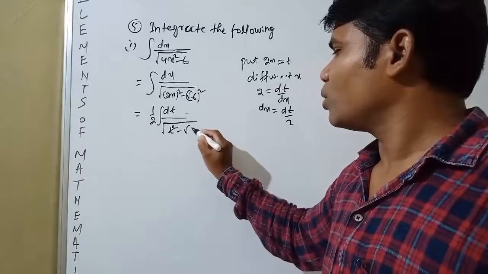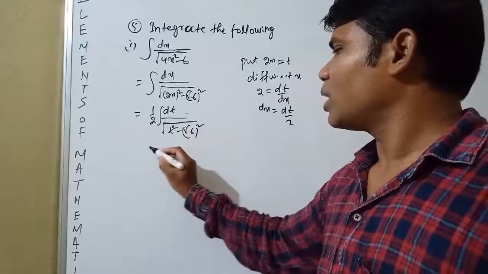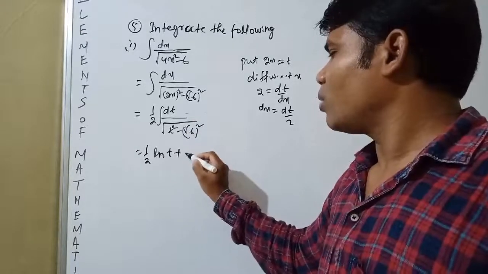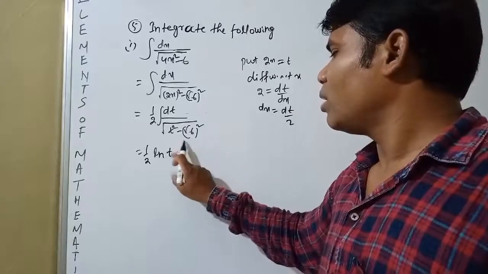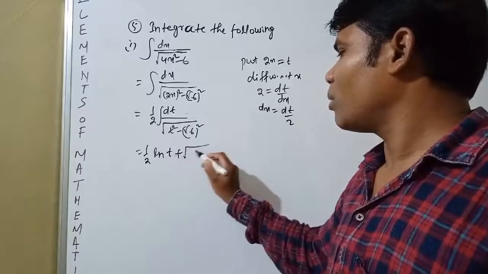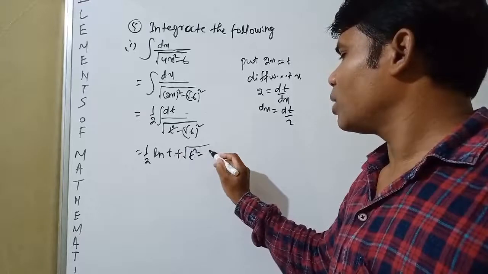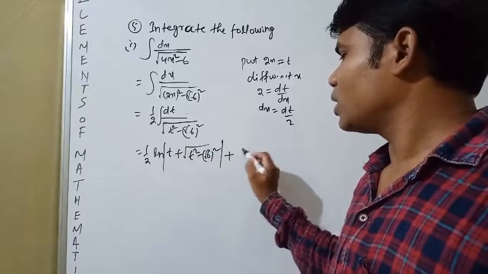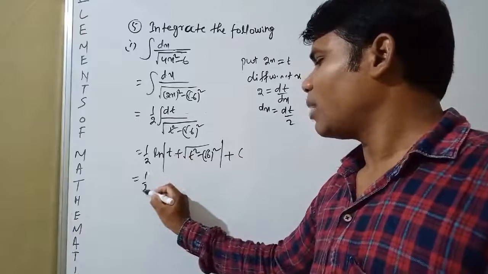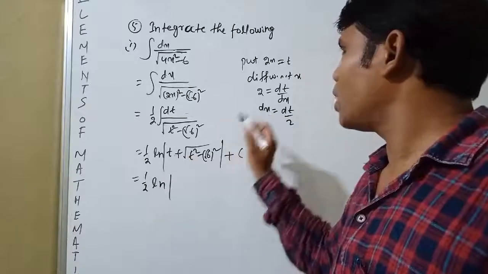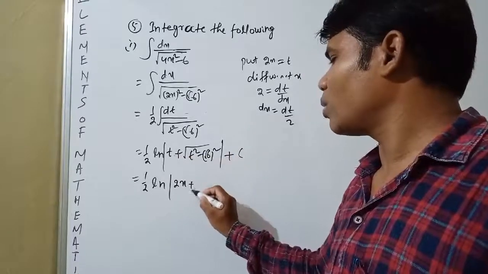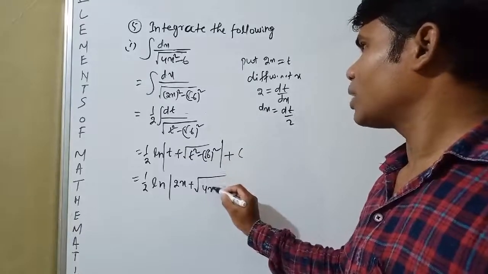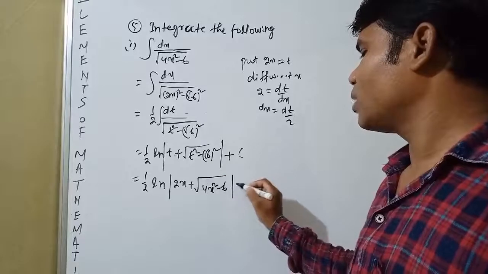Is equal to 1 by 2 ln t plus root over t square minus root 6 square plus c, is equal to half ln, t is equal to how much? 2x plus root over t square minus root 6 square, that is 4x square minus 6, plus c.